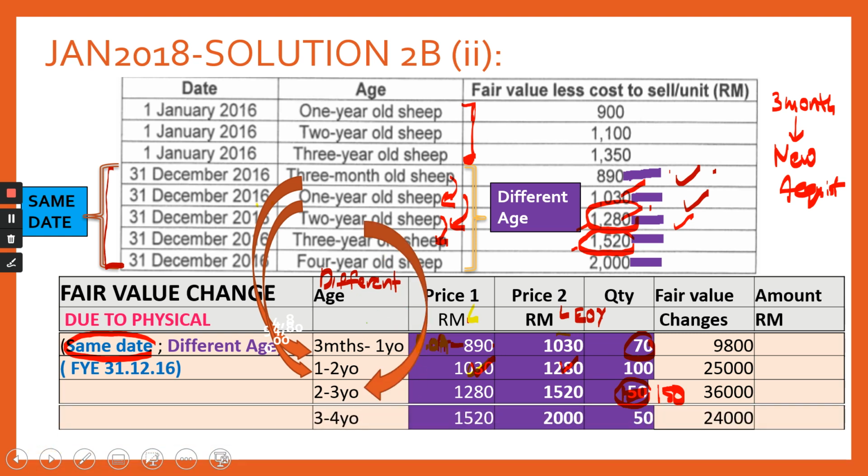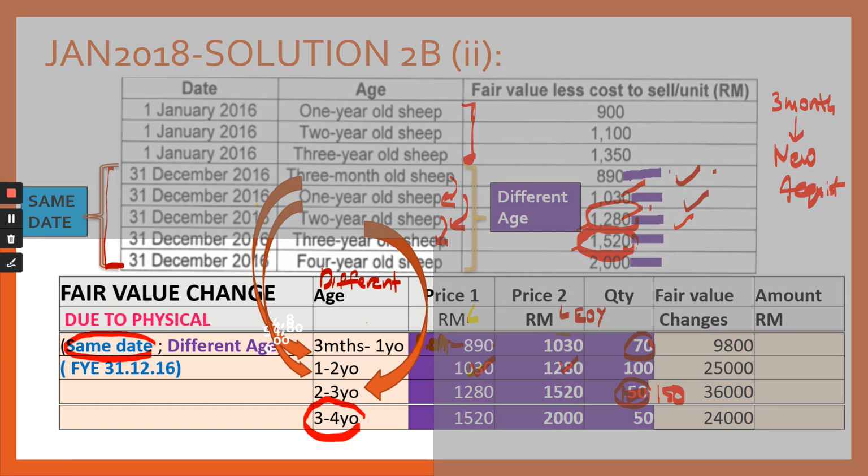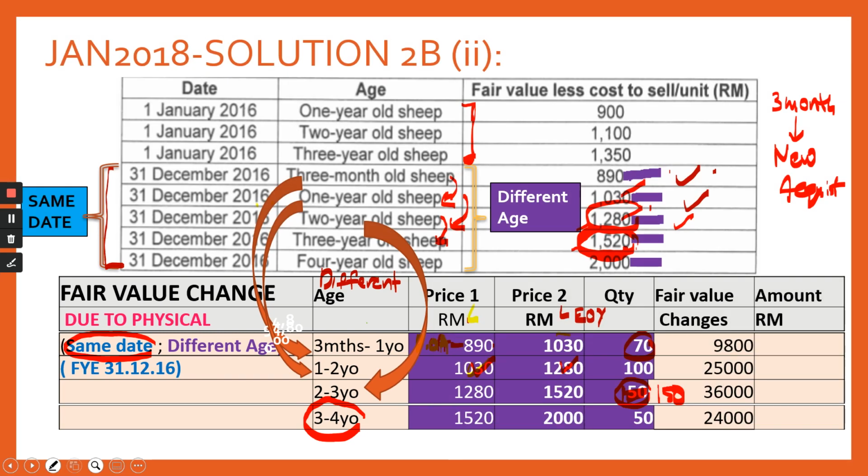Yeah, so this is 150 times the difference between the two prices. Now we look at the 3-year-old sheep. The 3-year-old sheep, if it's at the beginning of the year, was 3-year-old. At the end of the year, it becomes 4 years old, because we are talking about physical change. So therefore, look at the price here. The price 1520.